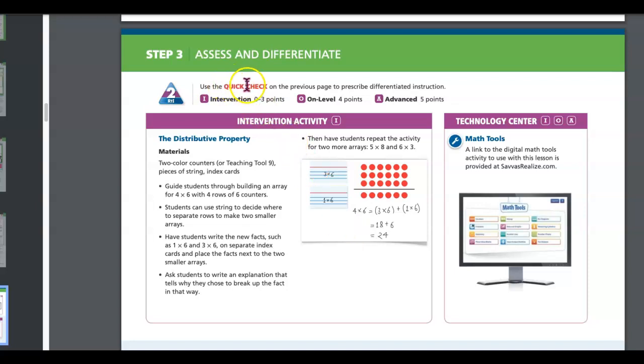So using that quick check we talked about, you can see that if they have 0 to 3 points, they're going to need an intervention activity. All of the intervention activities are denoted with an I, so you can see here's some materials you're going to have to get out and actually work with the students, have them use manipulatives to intervene because they're not getting this concept. The math tools on our technology center, again, our digital components, has all 3 levels, our intervention, our on level, and our advanced.